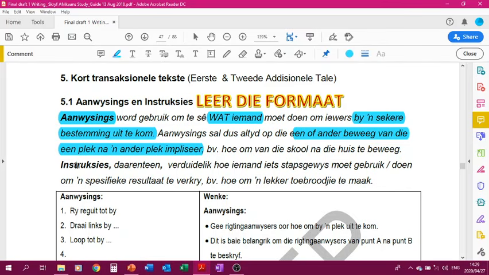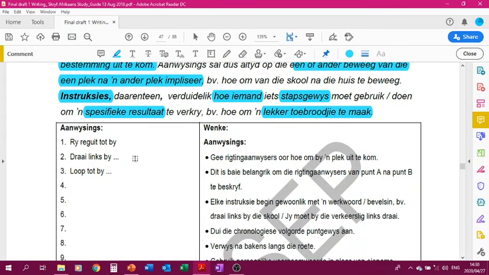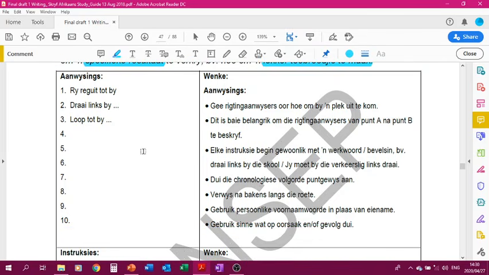So instruksies are instructions and it explains to us how someone has to go step by step to do something to get a specific result. For example, how to make a nice sandwich. Okay, we're going to start then with the aanwysings.